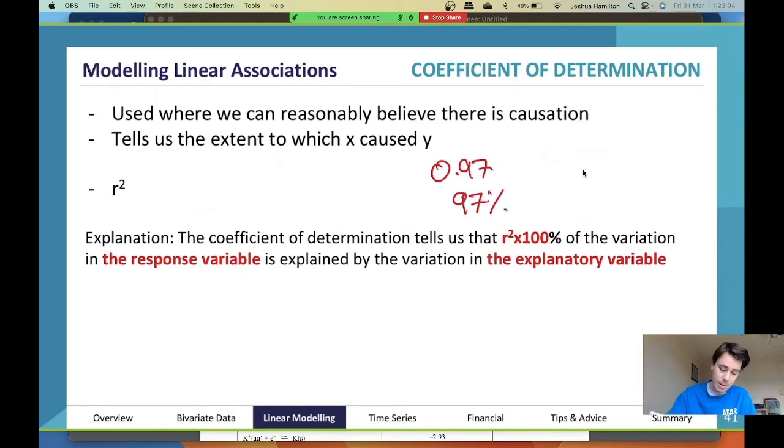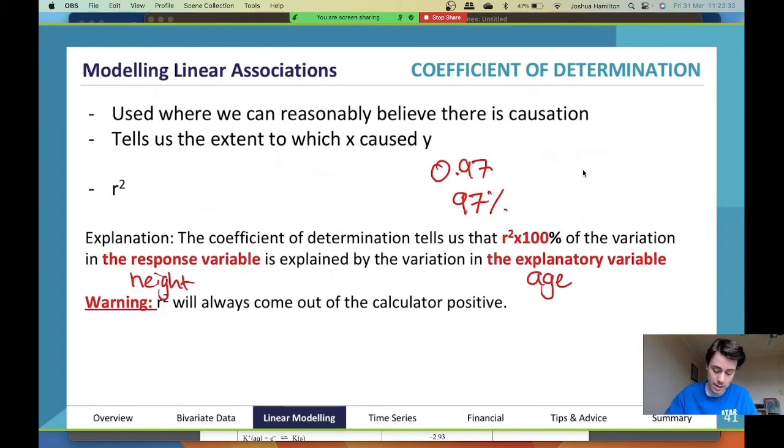97%, and we'll say this is for our age and height, of the variation in the height is explained by the variation in the age. So this gives us our sentence to describe what's going on with R squared. So if you are asked to talk about R squared, this is the sentence that you will produce. You will use this sentence right here.